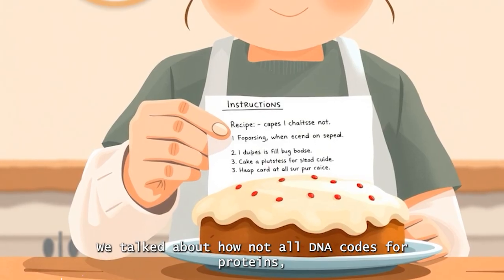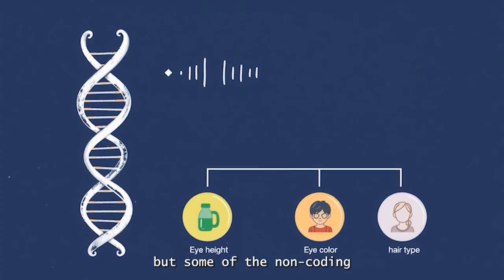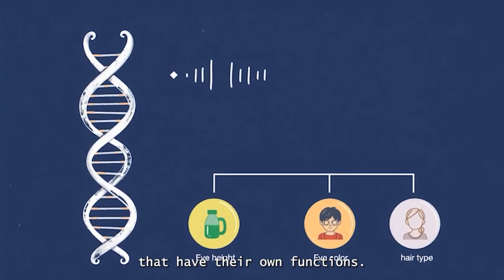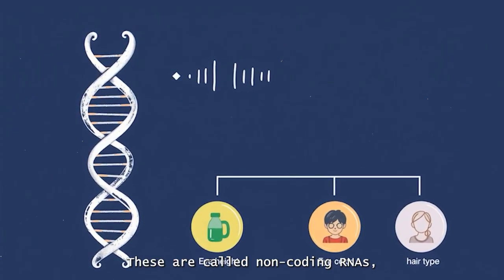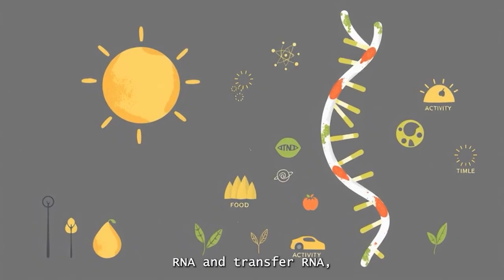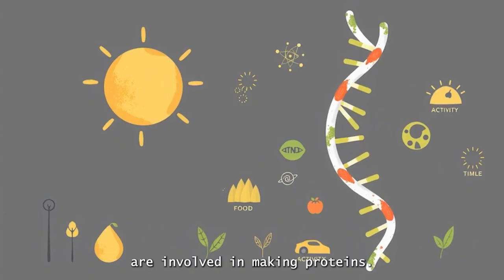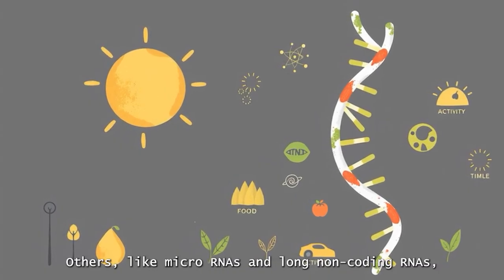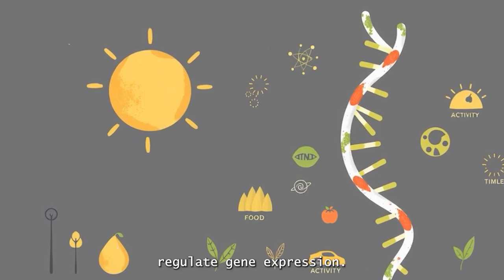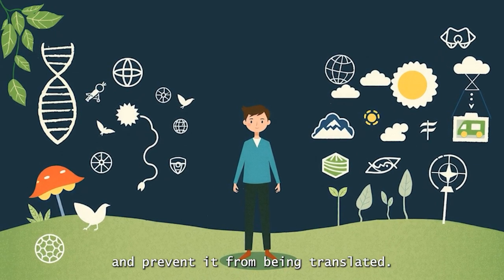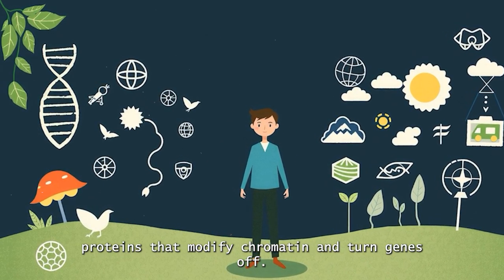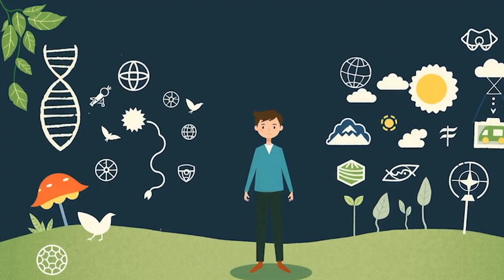Level 39. Non-coding RNAs are the dark matter of the genome. We talked about how not all DNA codes for proteins, but some of the non-coding DNA codes for RNA molecules that have their own functions. These are called non-coding RNAs, and they're incredibly diverse. Some, like ribosomal RNA and transfer RNA, are involved in making proteins. Others, like microRNAs and long non-coding RNAs, regulate gene expression. They can bind to messenger RNA and prevent it from being translated, or they can recruit proteins that modify chromatin and turn genes off.